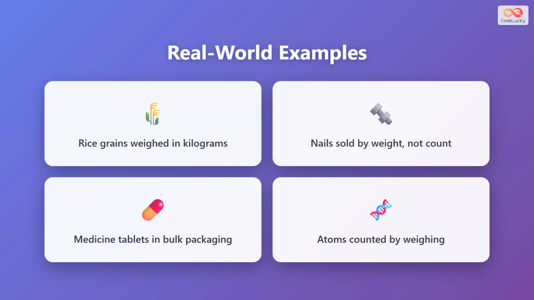This weighing method is used everywhere. Rice grains are weighed in kilograms at the market. Nails are sold by weight, not by counting each individual nail. Medicine tablets in bulk packaging are measured by mass. Similarly, atoms can be counted by weighing. This is exactly the principle behind the mole concept in chemistry.